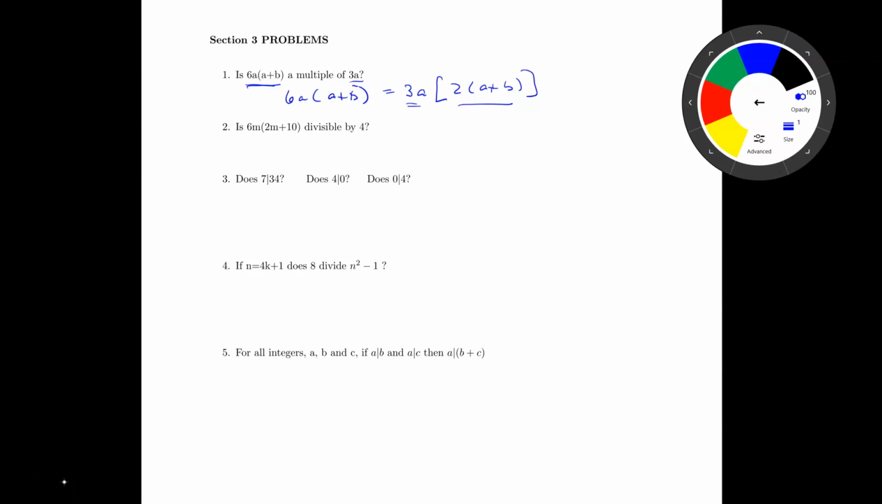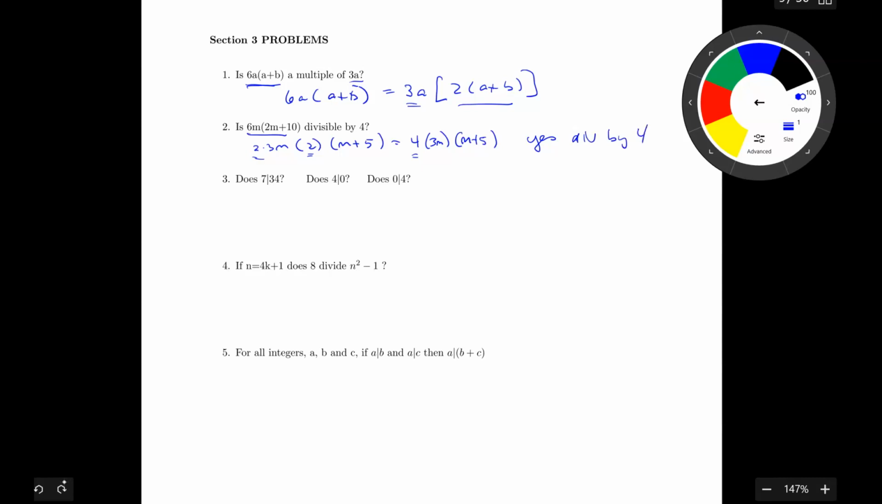Okay, is this quantity here divisible by 4? I'm just going to go slow here. I'm going to say this is 2 times 3m, and I'm going to factor out a 2 and get (m plus 5), right? Now I'm going to put these together, so then I'll have 3m times (m plus 5). So is this quantity here divisible by 4? Yes, because I can see the factor of 4. So yes, divisible by 4.